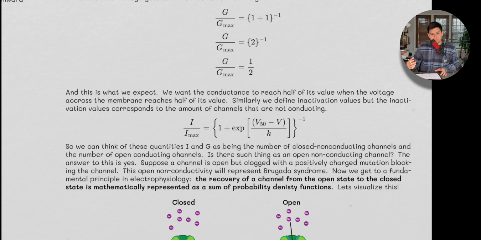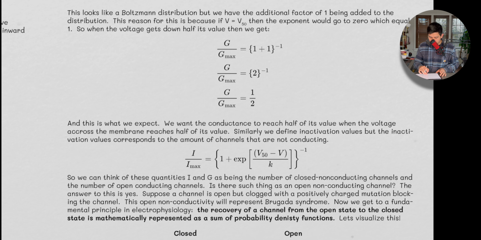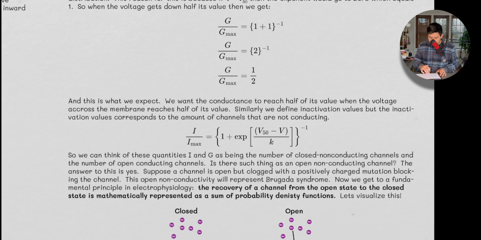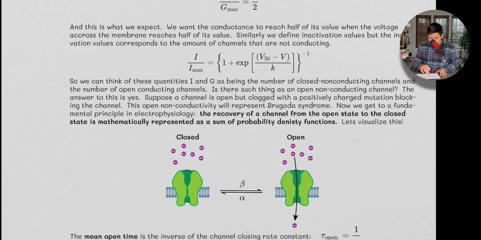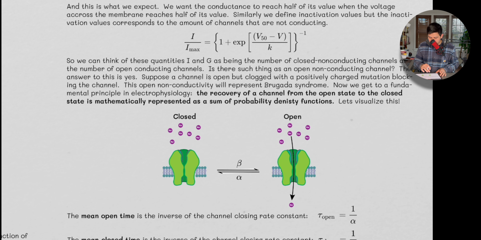It's not conducting when it's closed. Okay, so we can think of these quantities, I and G, as being the number of closed non-conducting channels and the number of open conducting channels. So the next thing we want to ask ourselves then is, is there such a thing as an open non-conducting channel?